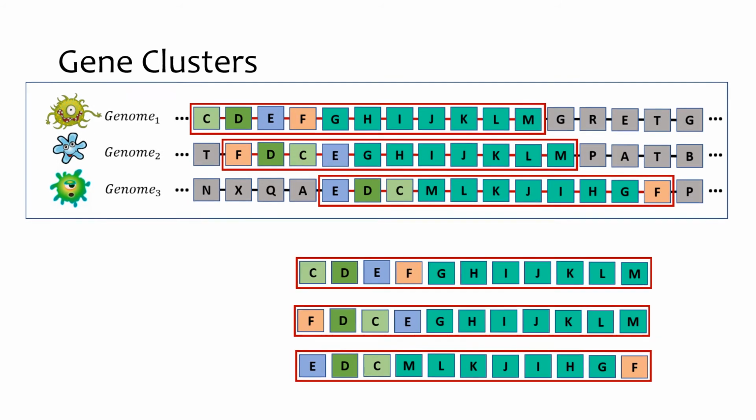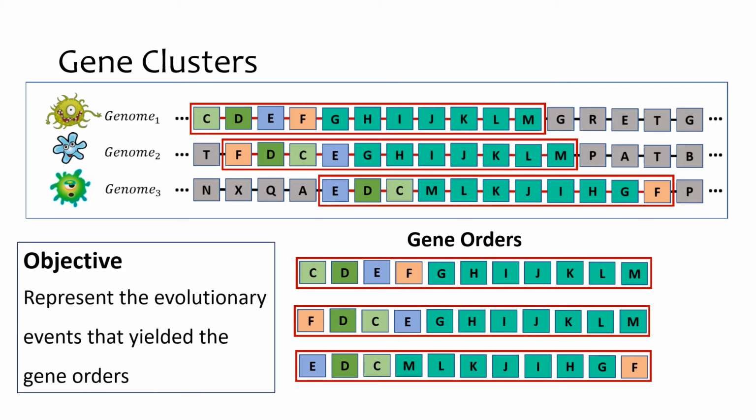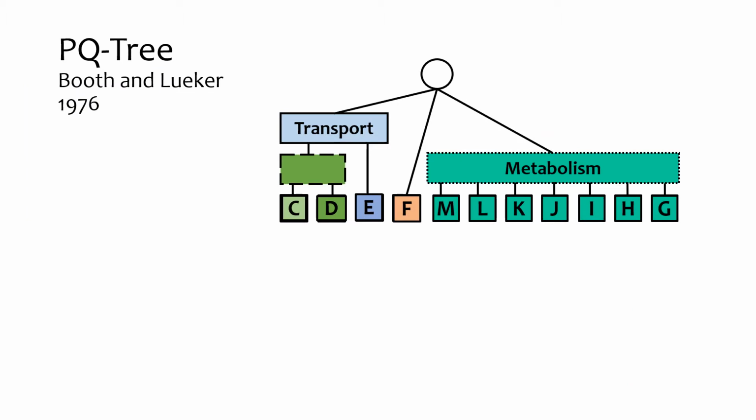In each genome, the gene cluster appears in a different order. These are the gene orders of the gene cluster. We would like to represent the gene cluster using some kind of data structure that will model the possible evolutionary events that yielded the various gene orders. We do this using a combinatorial data structure named PQ tree.